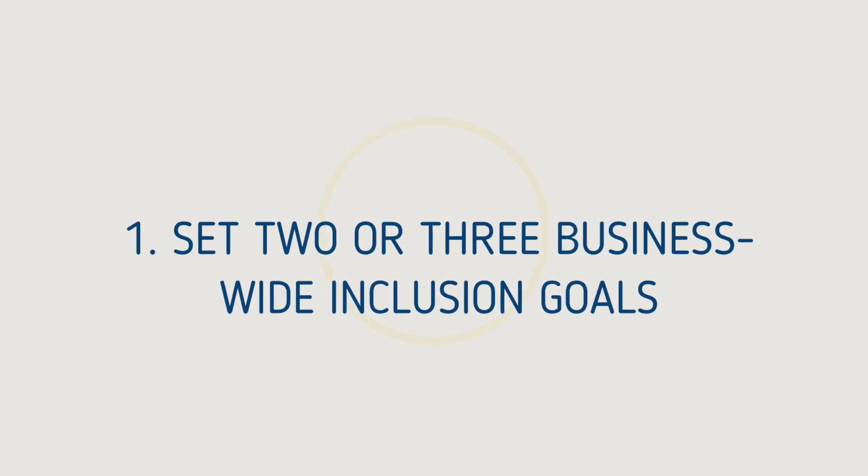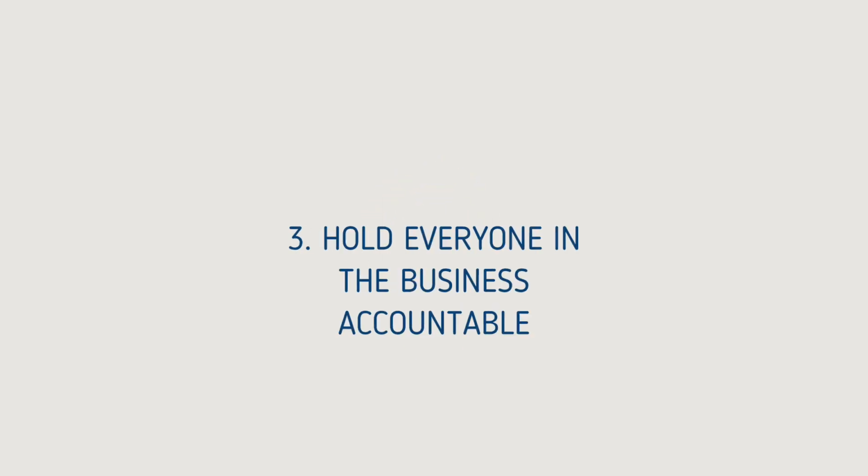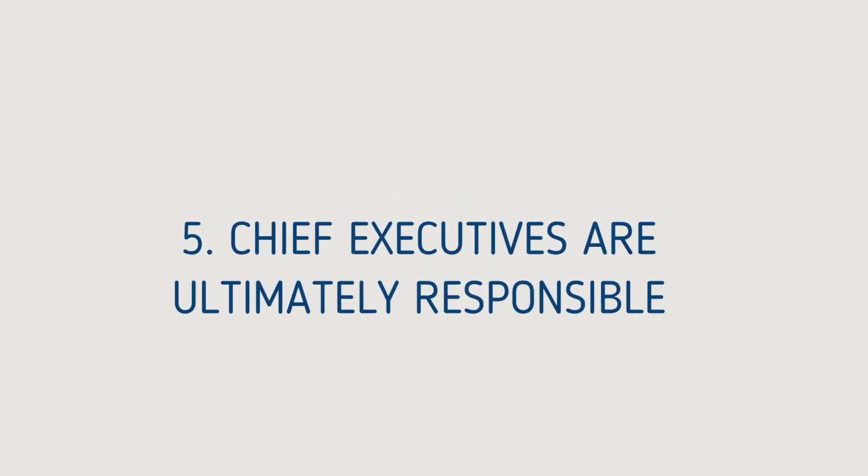So to recap, set 2 or 3 key business inclusion goals. Make sure every function builds them into their plan. Hold everyone in the business accountable. Offer expert support to help people integrate it into their plan. And chief executives, you are ultimately responsible.